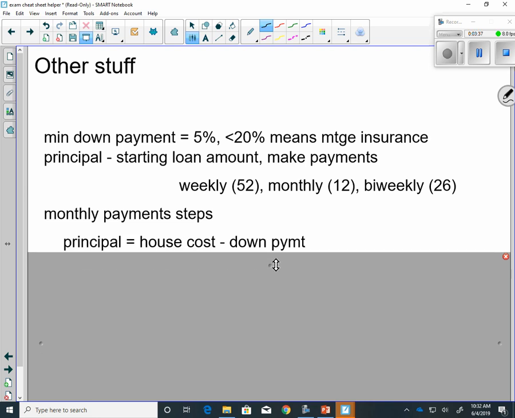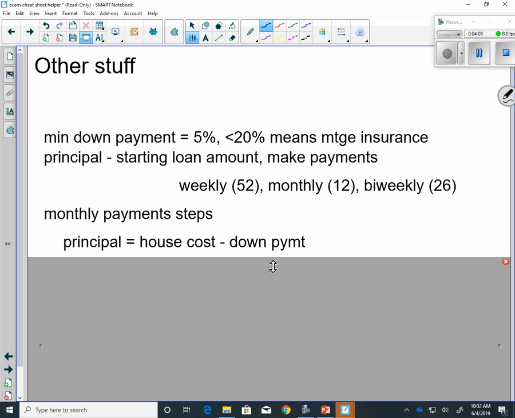Okay, so how do you find the monthly payment? Here are the steps. You take the principal: you take the house cost and you subtract the down payment. Some people are wanting to add the down payment, but to find the monthly payment amount, you take whatever you're paying for the house and you subtract the down payment.